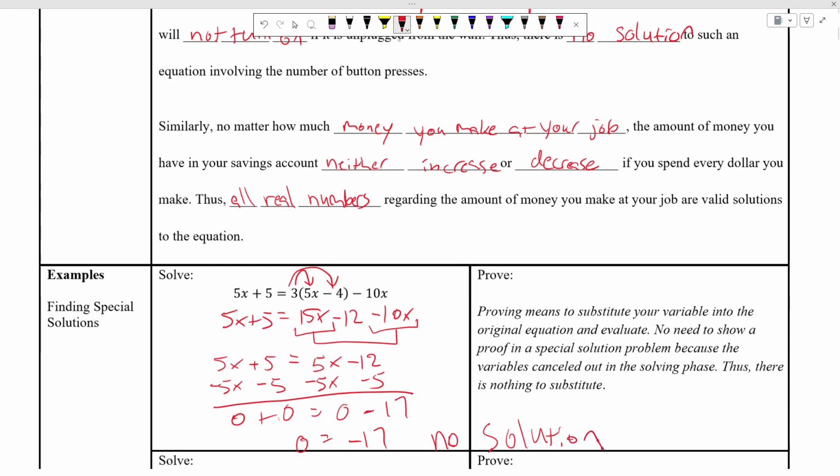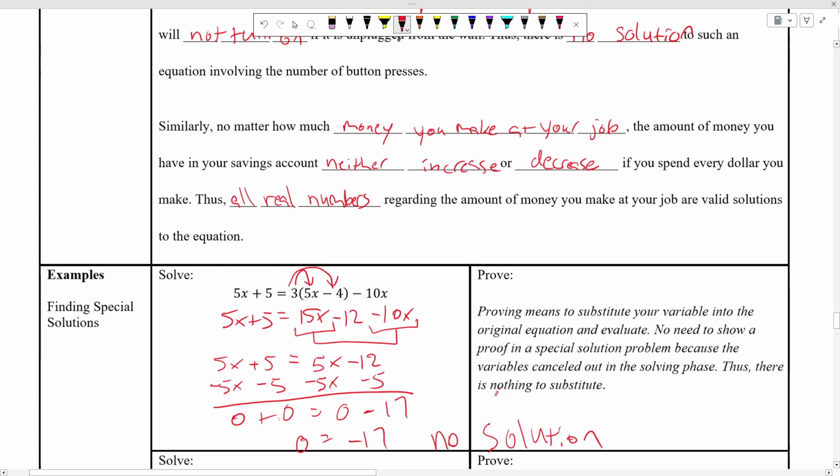There is no solution to the variable which would make this statement true. For if I were to have x be, let's say, 2, this would become 10. This would also become 10. I would end up doing 10 minus 10, and I would still get 0 equals negative 17. No matter what the variable would end up being, I could sit here all day until forever, and there would be no solution to the variable which makes the statement that 0 equals negative 17 true.